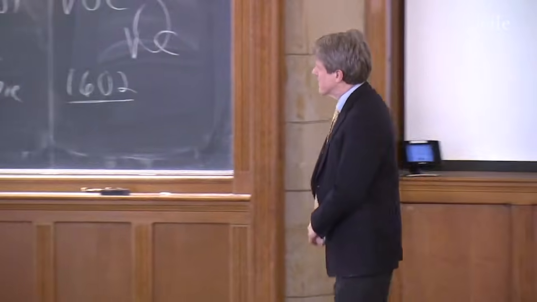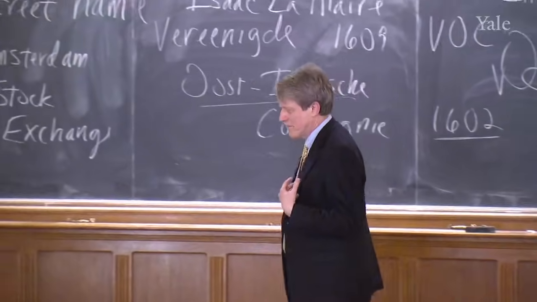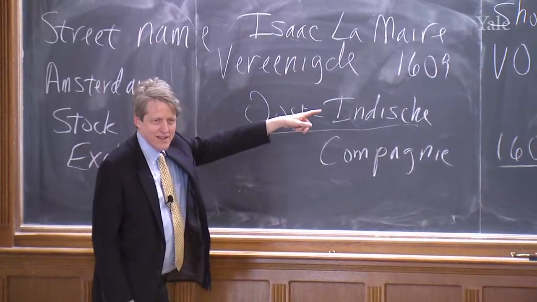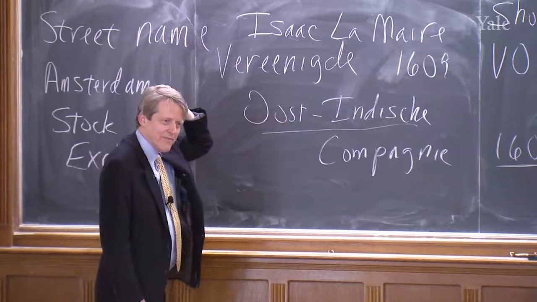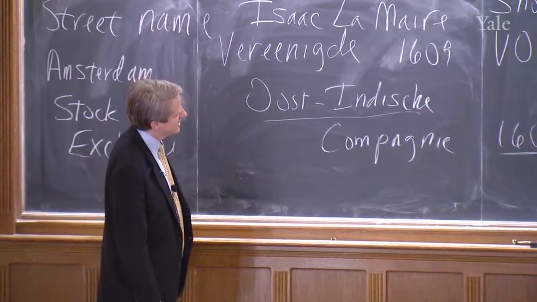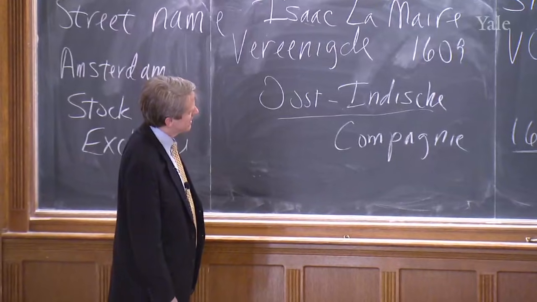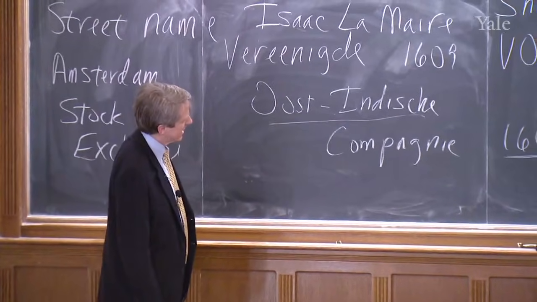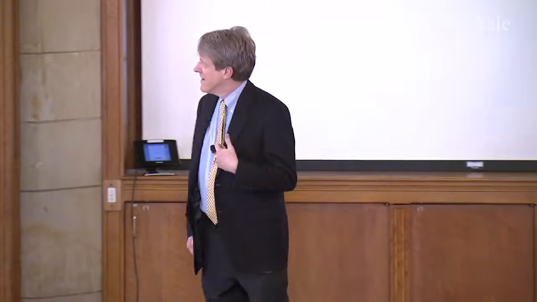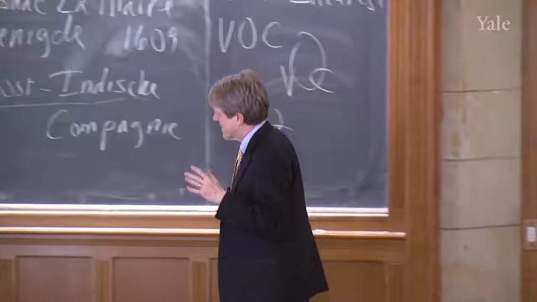And there was a downward movement in the Amsterdam stock market, and this guy was blamed for having shorted the stock and forcing down the price. And so the Amsterdam Stock Exchange for 2 years, from 1609 to 1611, banned short selling. But then they decided to let it go again.